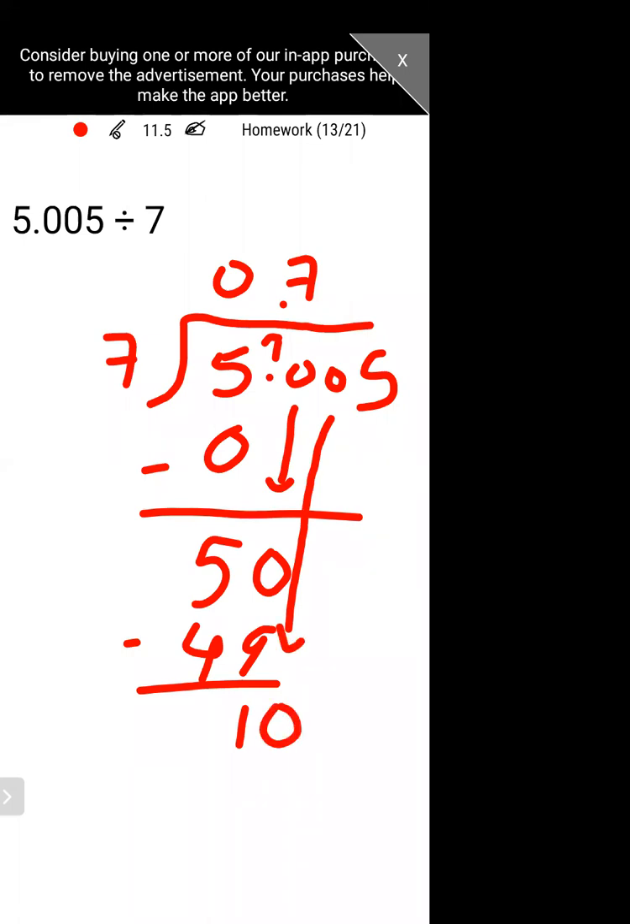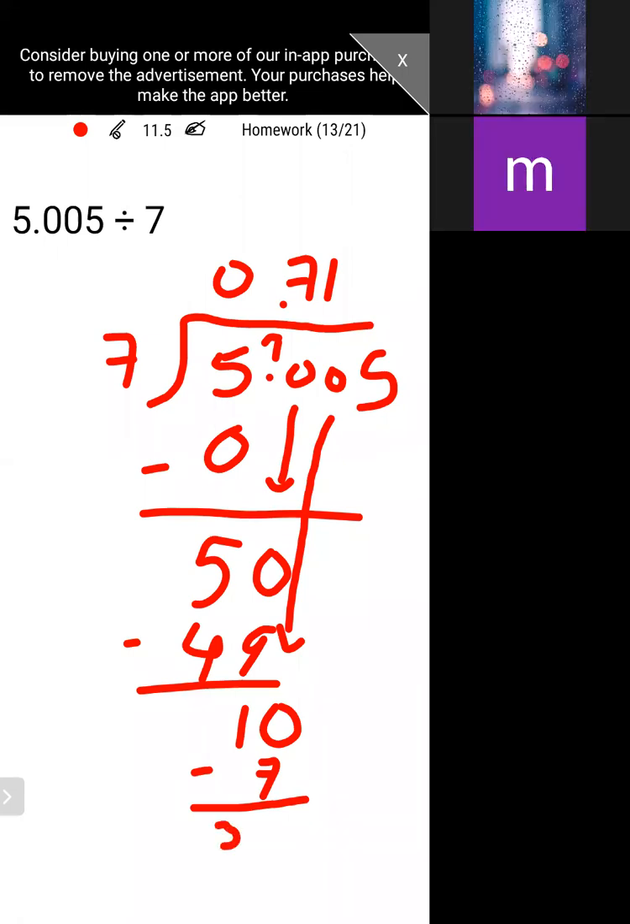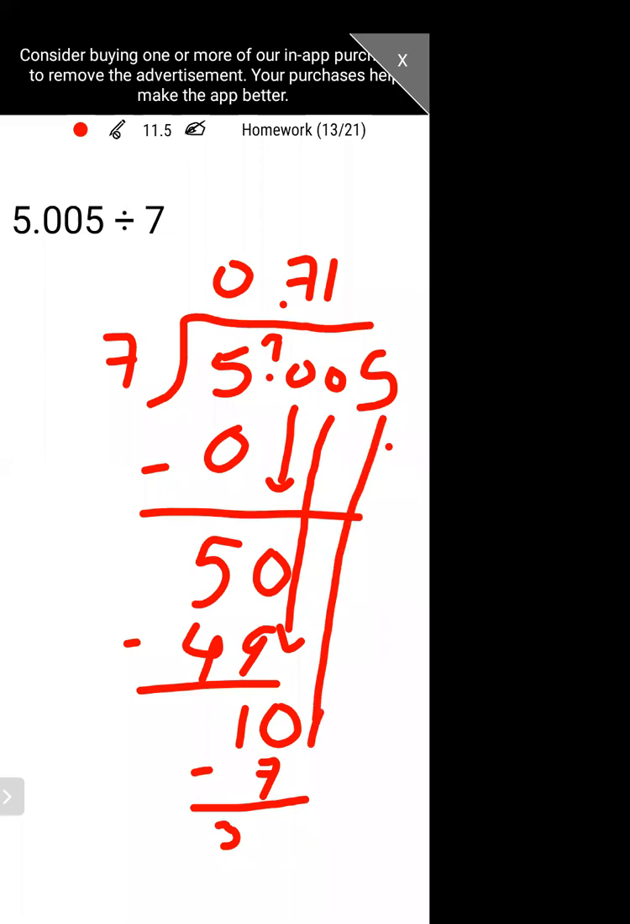Now 7, how many times goes into 10? 7 one time goes into 10, that is 7, only because 7 two times is 14 and that is bigger than that. 10 minus 7 is 3, and then you're going to bring down the last number 5. Now we have 35, and 7 how many times goes into 35? 7 5 times goes into 35, and your question is completely divided.